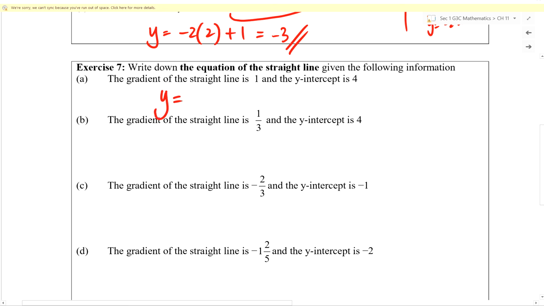Y equals to 1x plus 4. Are you happy with this? Happy with this? Why not? What's wrong? That 1 over there looks really weird. It looks very out of place. Do we need to write this 1? No need. It is simply y equals to x plus 4.